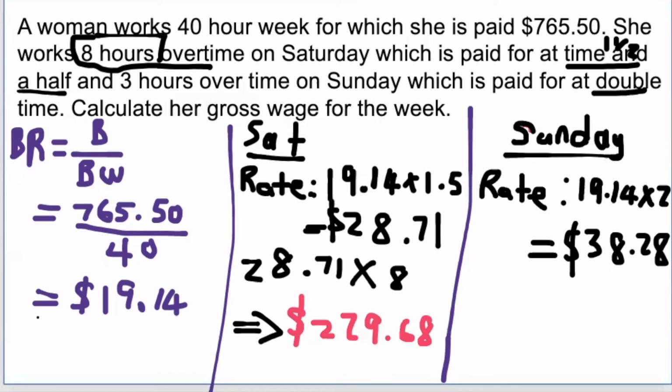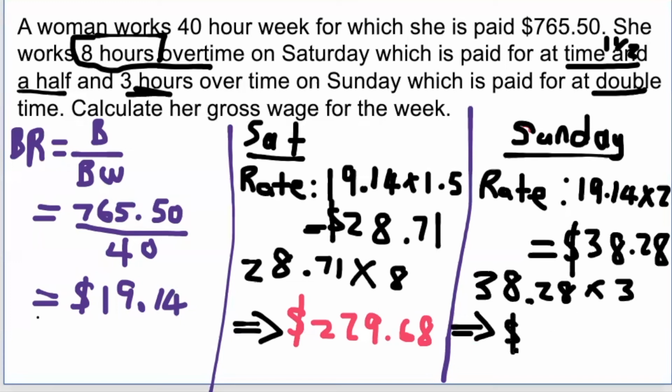Now, that's how much you're paid for 1 hour on a Sunday. But this person worked for 3 hours. So it means to find out the new rate, it's going to be $38.28 times 3 hours. So multiply by 3. So therefore, on Sunday, this person is making $114.84.